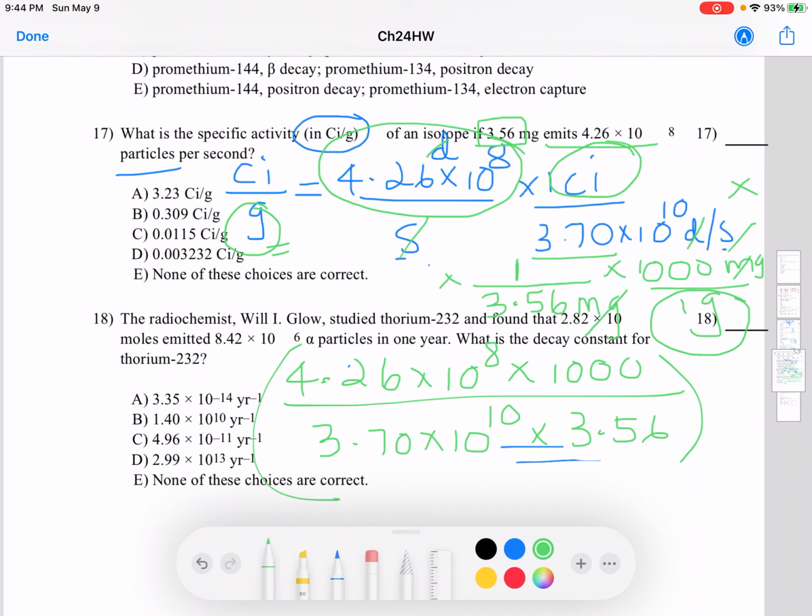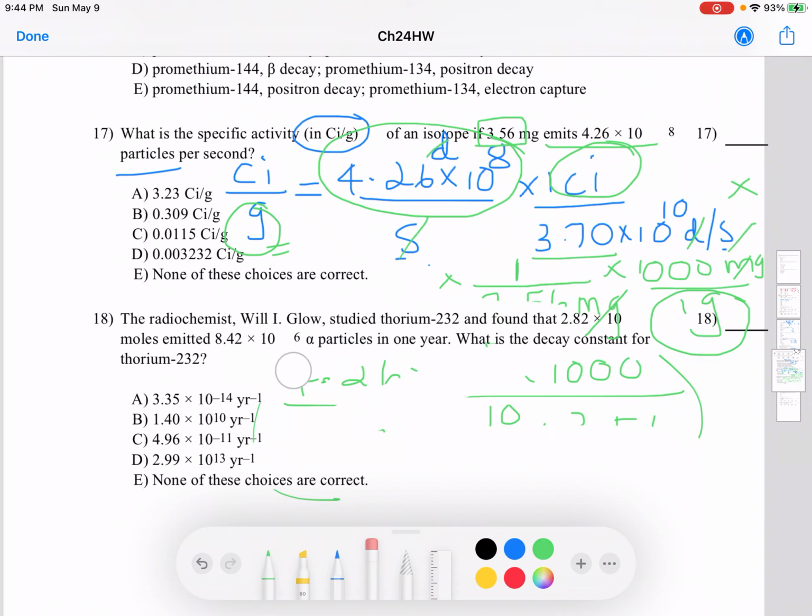This will be your final calculation. Okay, all right, that will give you an answer that you find in the answer choices. Let's look at number 18.